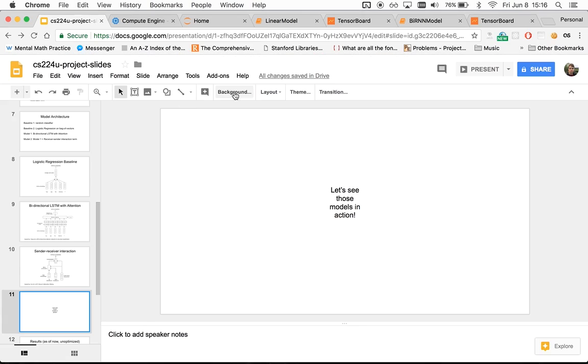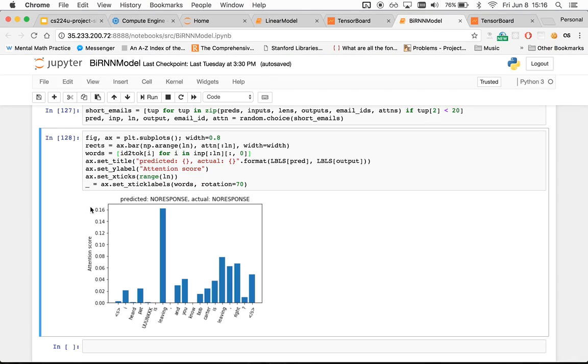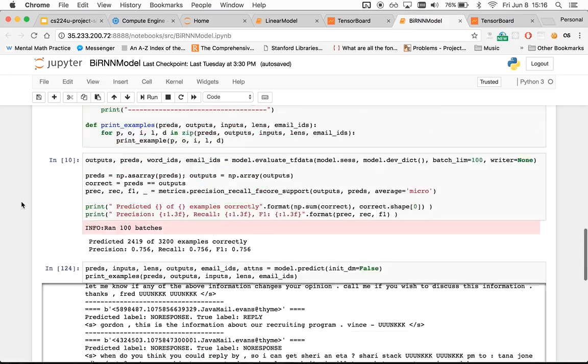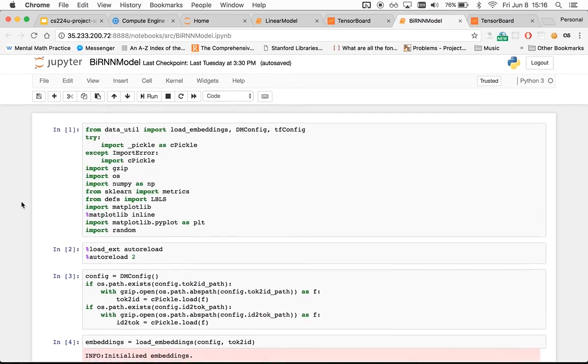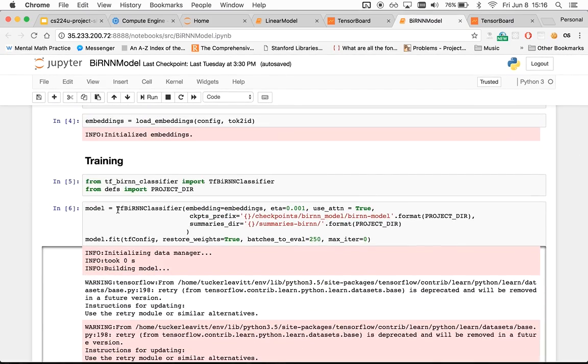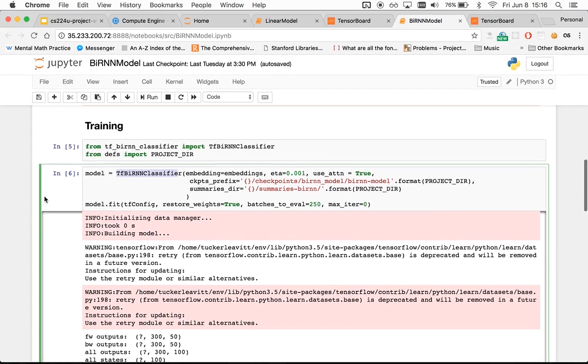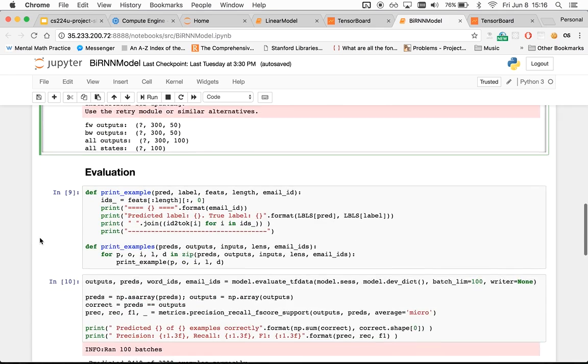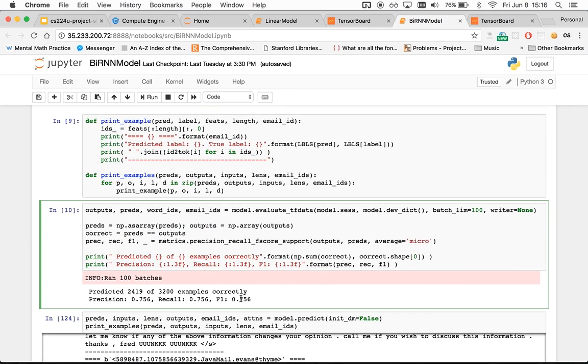So, all right, that's a brief overview. Let's see a little bit about what these models are like. I've got a live IPython notebook here, though I probably will not be running it for the sake of time. This is the bidirectional RNN classifier. I've trained it for about 50,000 data or batch iterations, and you can see it gets an F1 score on around 32,000 examples of about 0.756, which is pretty respectable.